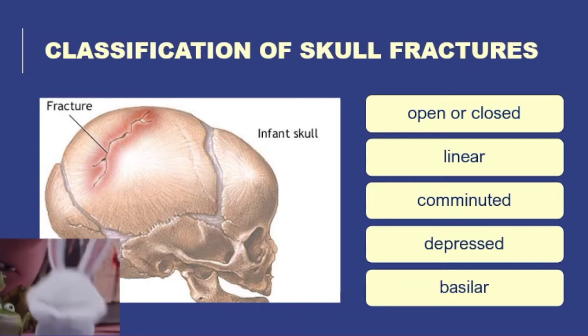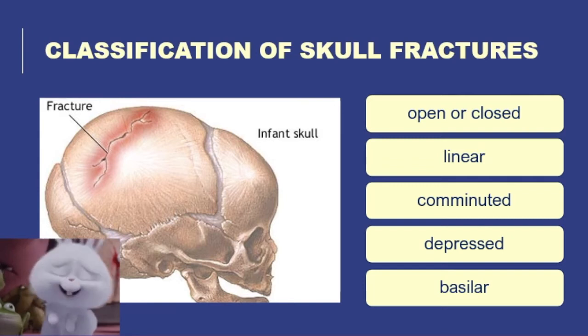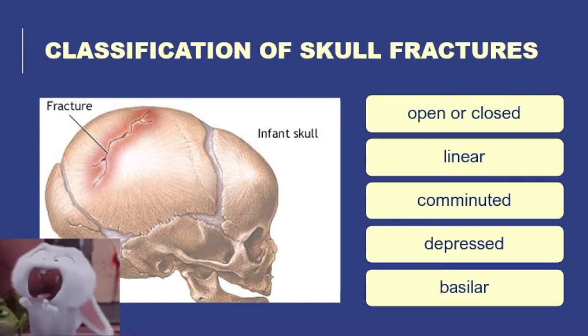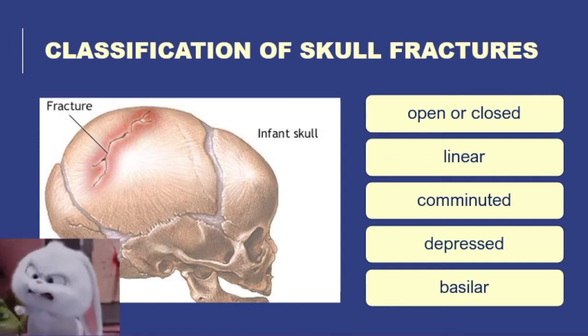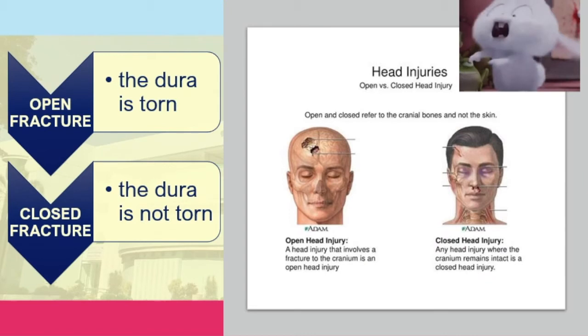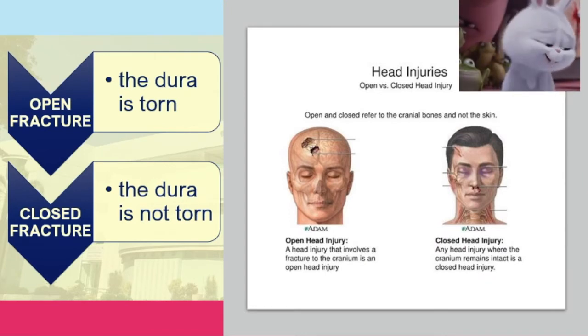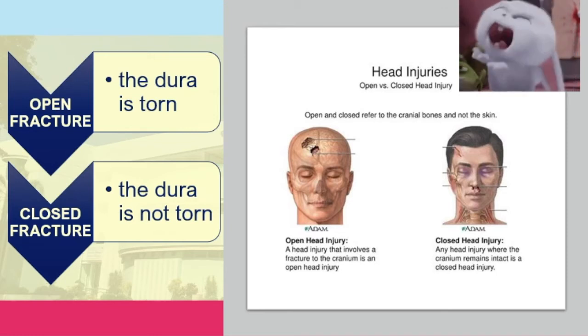Here, you can see the classification of the skull fractures. It may be open or closed, linear, comminuted, depressed, or basilar. Basilar fracture is unique to our skull only, but the other types of fracture could be encountered in other parts of our musculoskeletal system. Now, when I say open fracture, obviously it's open, so the dura here is torn. When I talk about closed head fracture, the dura is not torn, it's still intact.